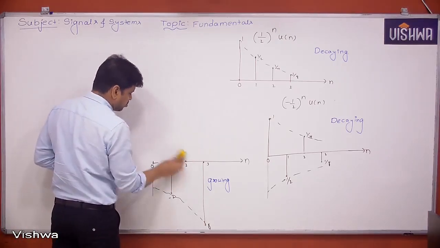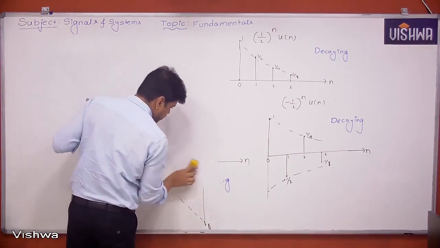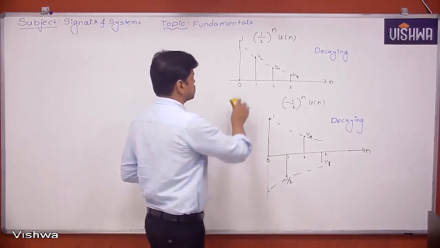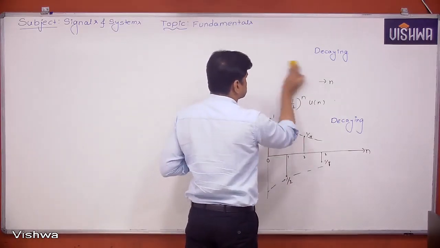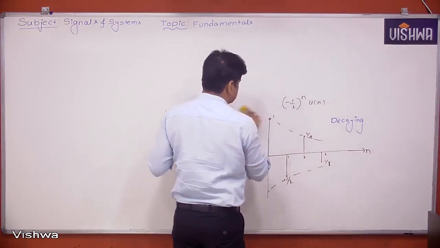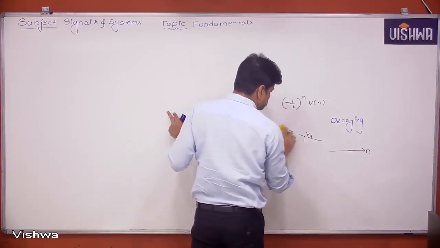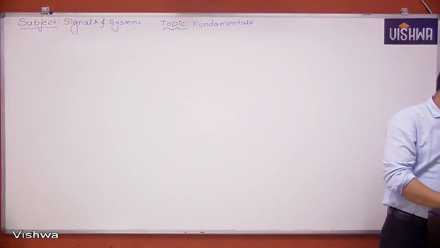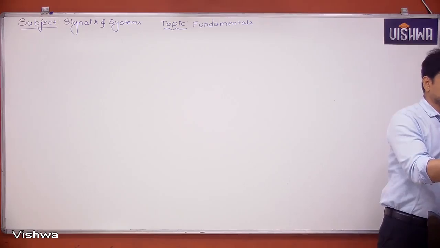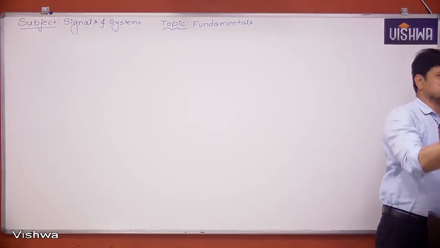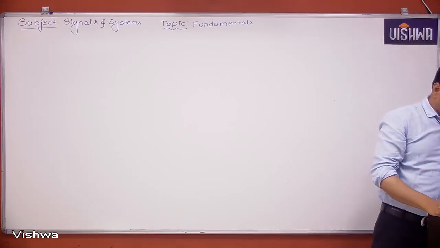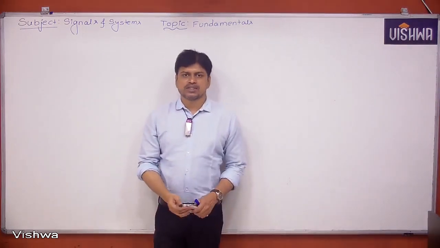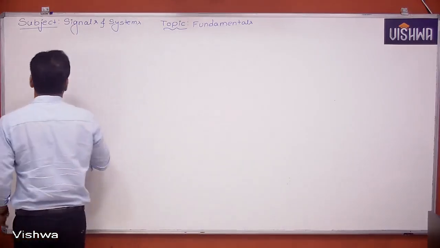So this is about the basic signals that we covered. Next thing we have to understand is operations on the signals. Give a heading: operations on the signals.